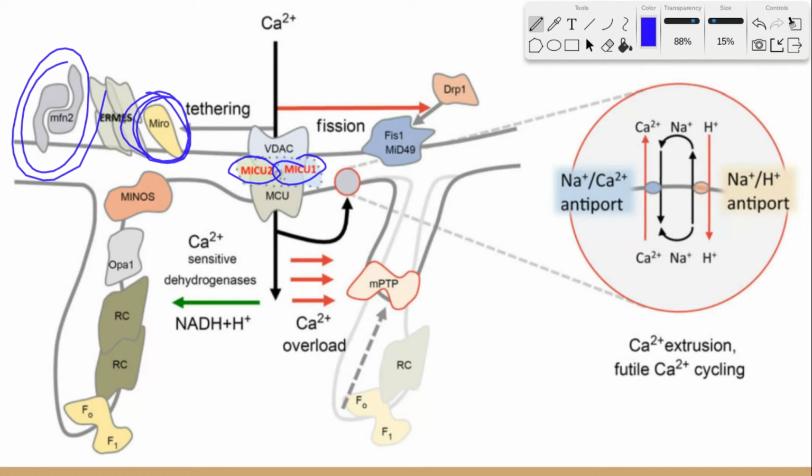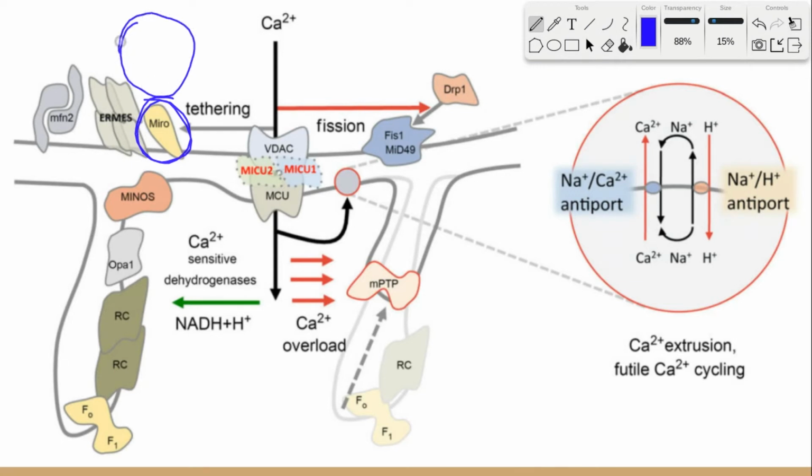MIRO is a protein that functions as the adapter to kinesin, and so MIRO is responsible for mediating anterograde transport along microtubules. So if a mitochondria is moving down an axon to the synapse, it's probably because MIRO is linking up with kinesin. Kinesin would be right here, then you'd have our microtubule.